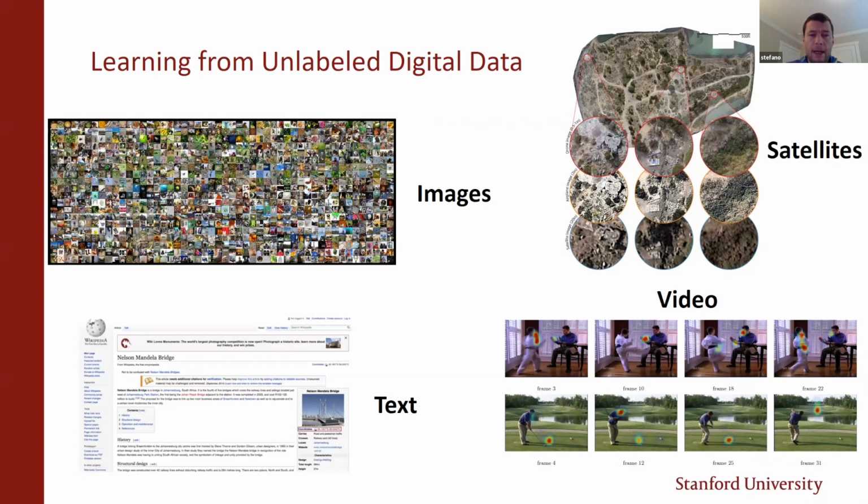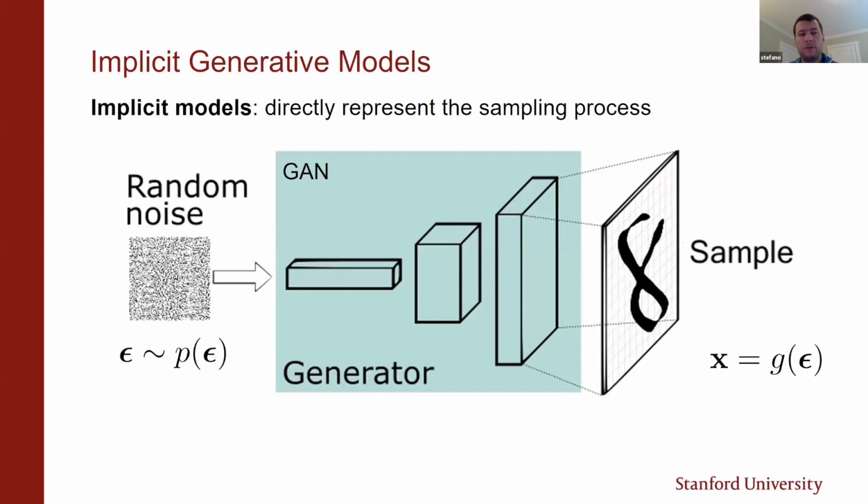So now there are two main classes of generative models. The first one are implicit models, like generative adversarial networks that we've seen before. Here the idea is that we're going to represent the sampling process itself. For example, we might have something like a GAN, where we start with some simple random noise, maybe from a Gaussian distribution, epsilon, and we transform it using some function, maybe represented by a neural network, into a sample. For example, an image of a digit or the amazing images I showed you before. And so the model here basically represents directly this procedure that is used to transform some simple source of noise into a sample.